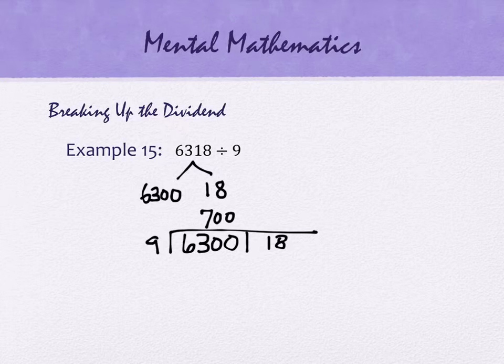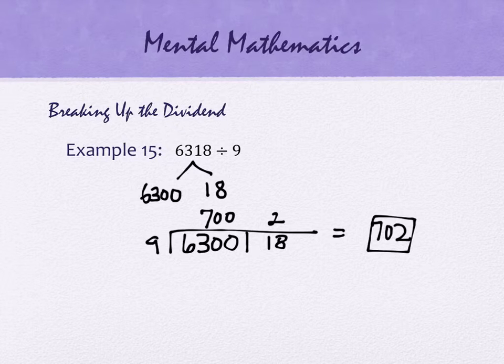700. Remember, this is stuff you'd normally be doing in your head anyway. And then what's the 18 divided by the 9? 2. So what is this value? 702. And that's probably pretty close to what you would have done in your head anyway. You wouldn't have written this at all, but that's how you probably would have thought about it, something of that nature.